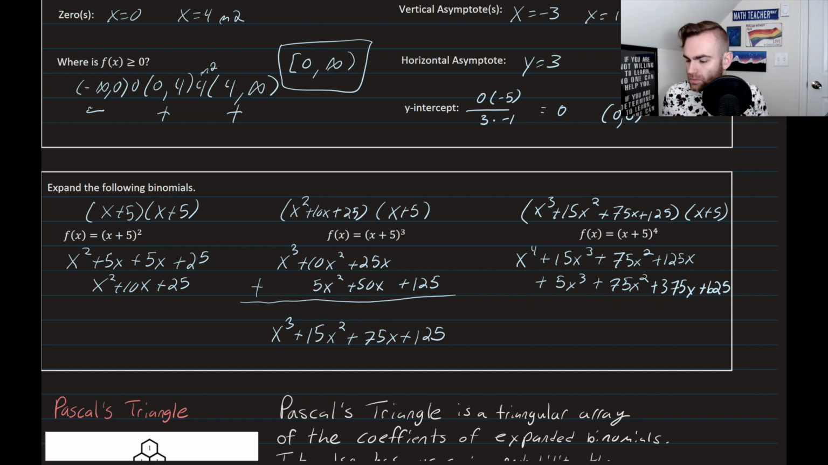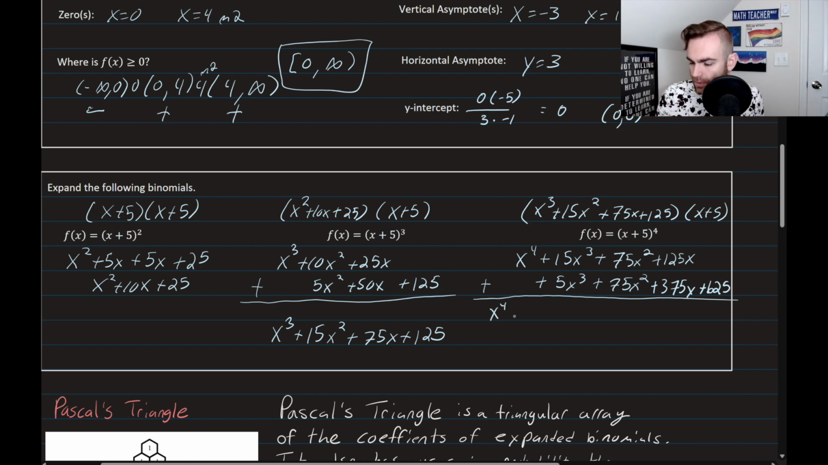Cool. All right, now we're going to add our like terms together here, and we're going to get our final expansion, which is going to be x to the fourth plus 20x to the third. That looks ugly. Let's fix that. 75 plus 75 is 150.